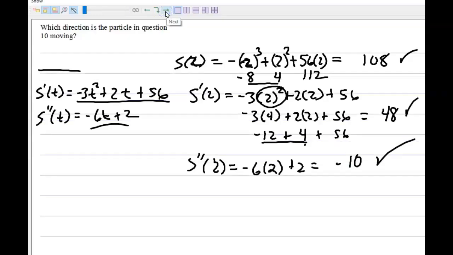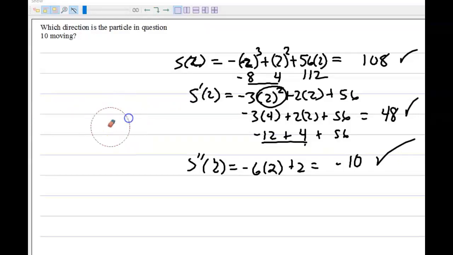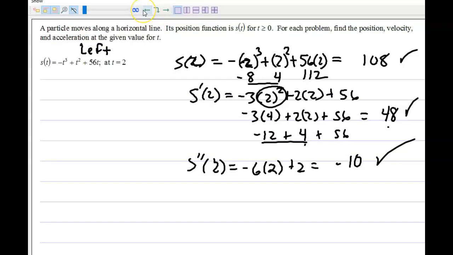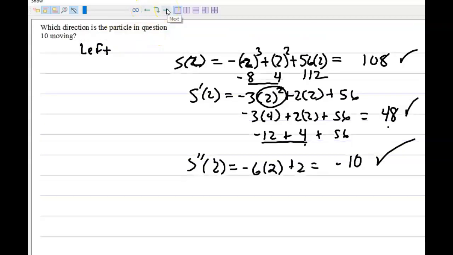The next question asks us, which direction is this particle moving in? Since the velocity is positive, it's moving left, because I believe it was a horizontal axis, if I'm not mistaken. So let's go back and see. Yeah, we're moving along a horizontal axis, so it could be going left or right. And since the velocity is positive, it's not moving left, it's moving right. Sorry about that. Moving right.